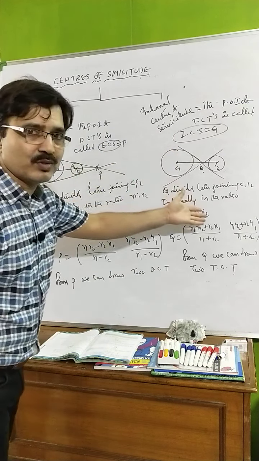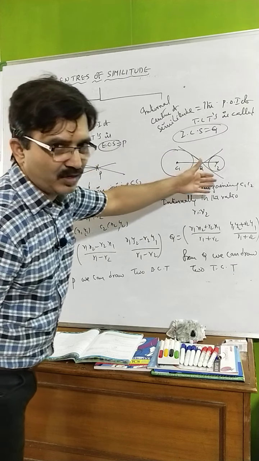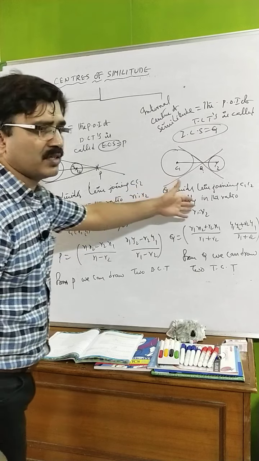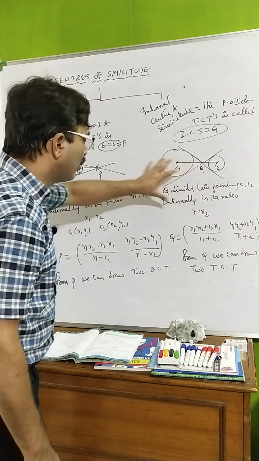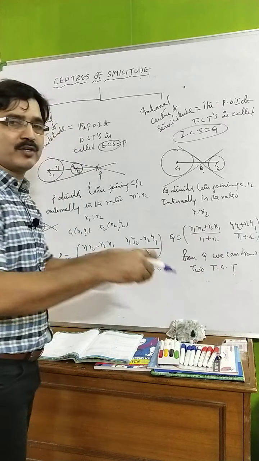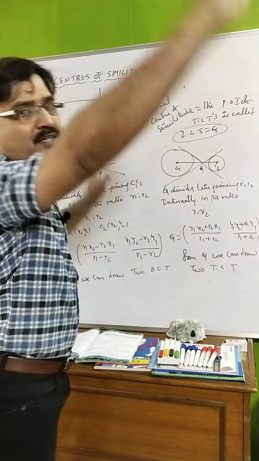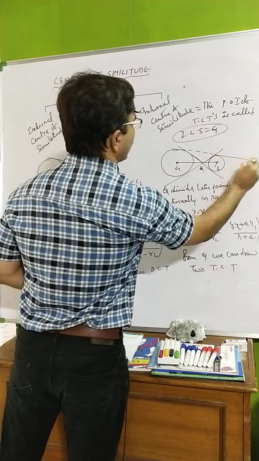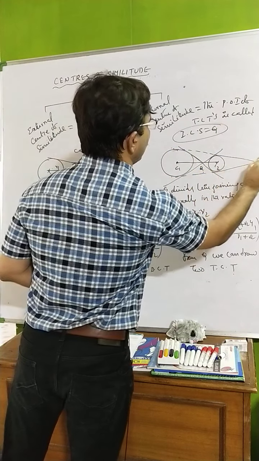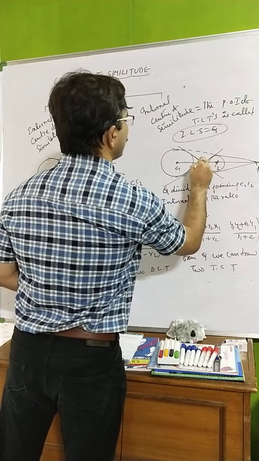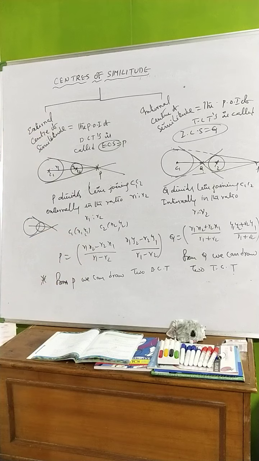How many? 2 tangents. These are direct, and these are transverse. This one externally divides C1, C2, and this one internally divides C1, C2. But overall I can say that the internal and external centers of similitude are collinear with the line of centers. You see, I would like to take this example only. Definitely these lie on the line of centers. This is P, this is Q. You know very well that they lie on the line of centers. It is very clear.